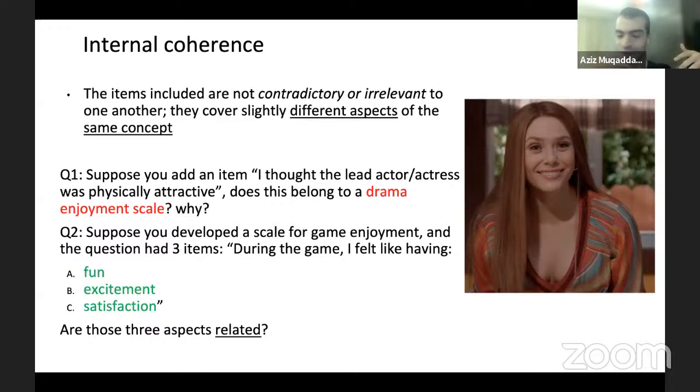You feel it was fun. You get excited. You're satisfied that you played the game, right? So it's not something independent of it. They're all related, and we can call the 3 together game enjoyment. Okay.